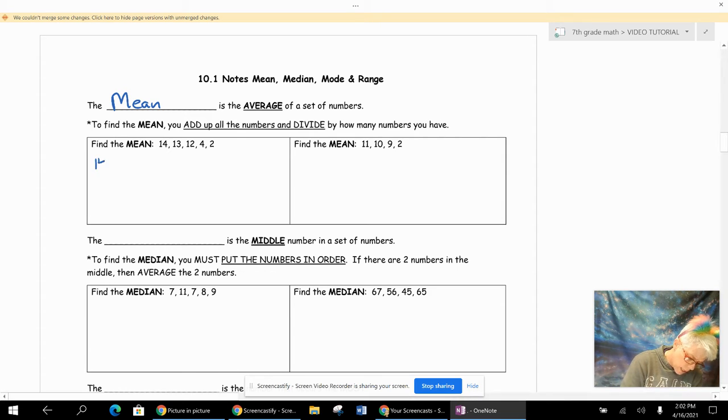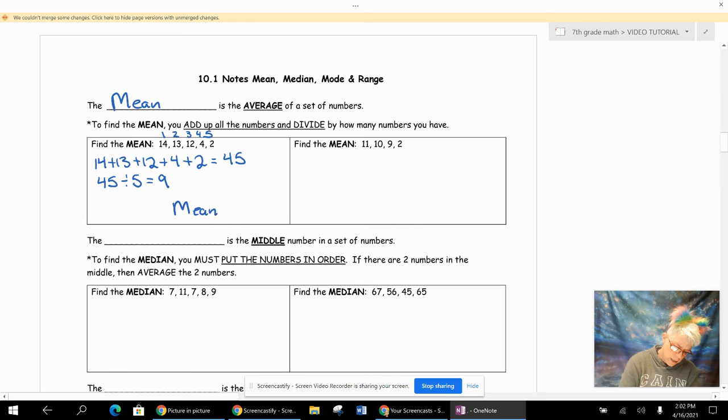So I have 14 plus 13 plus 12 plus 4 plus 2. If you add up all those numbers, you get 45. Now I'm going to count my number of numbers. I have 1, 2, 3, 4, 5 numbers. 45 divided by 5 equals 9. So my mean is 9. Let's go to the next one. I'm going to go ahead and box that in too.